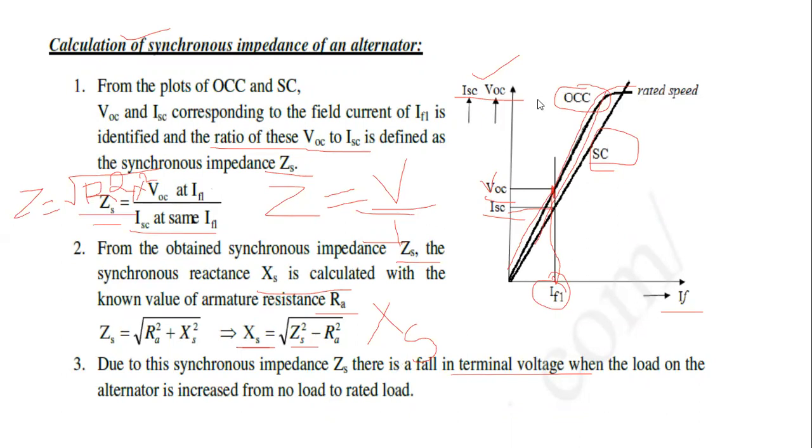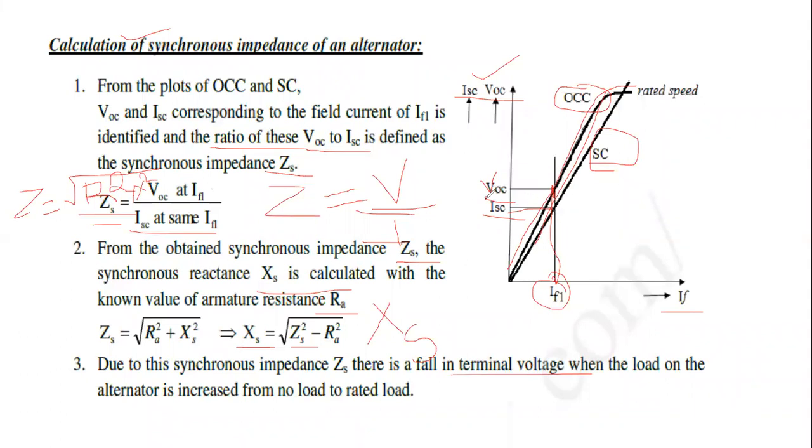Clear? From the OC test and the SC test, we draw the graphs. The OCC curve is drawn between VOC and IF. After that, the SC curve is drawn between ISC and IF. Then we take one point, the IF1 point, by projecting this point from the SC curve to the OCC curve.